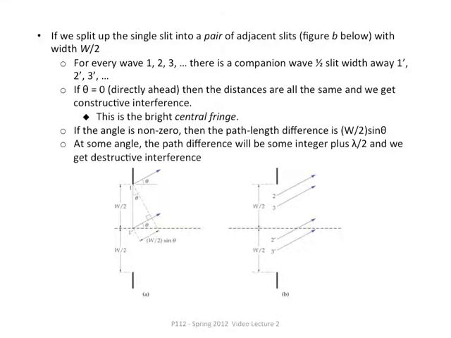So there is some angle at which this path difference, W over 2 times sine of theta, will be an integer plus half of the wavelength. And at those angles we get destructive interference.